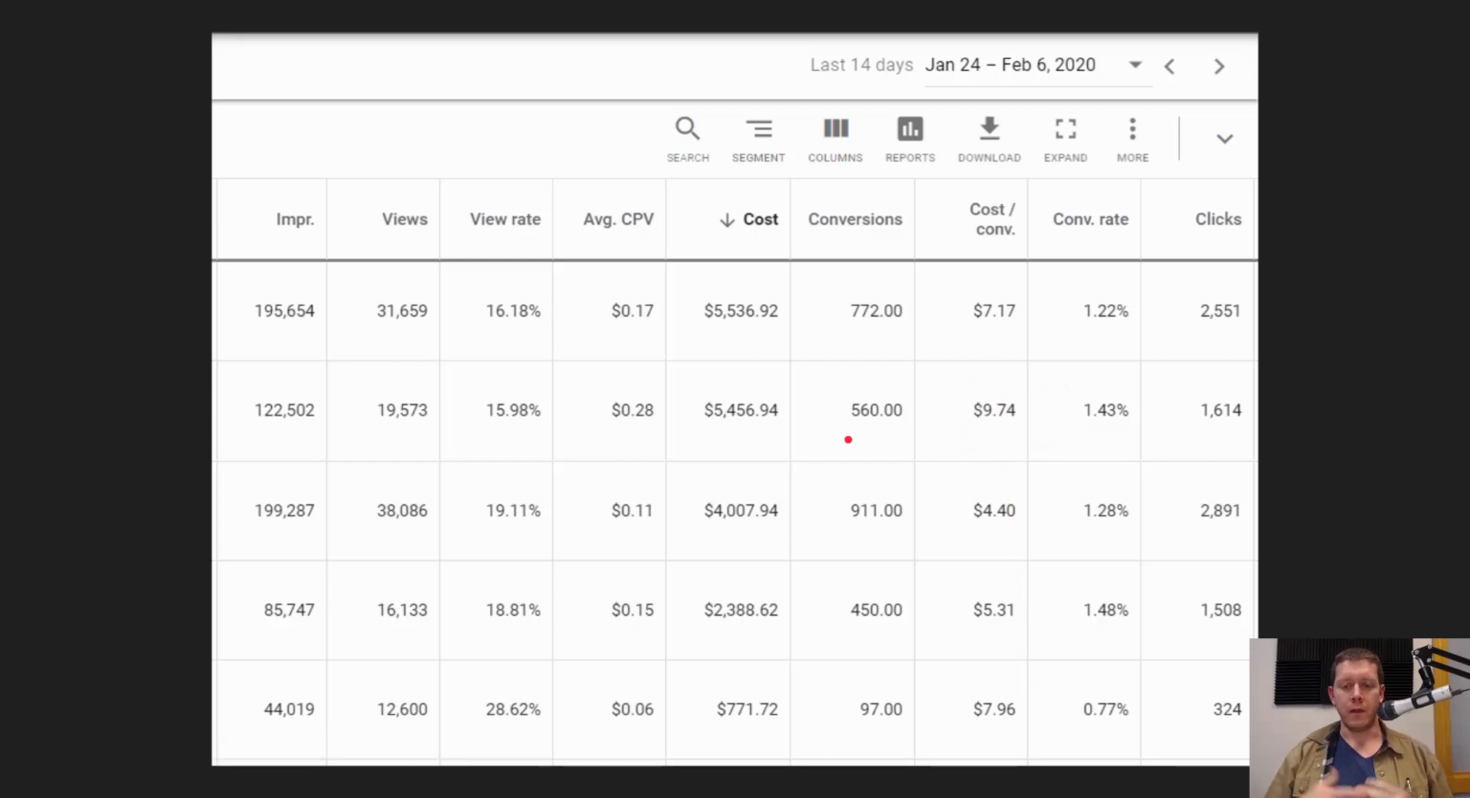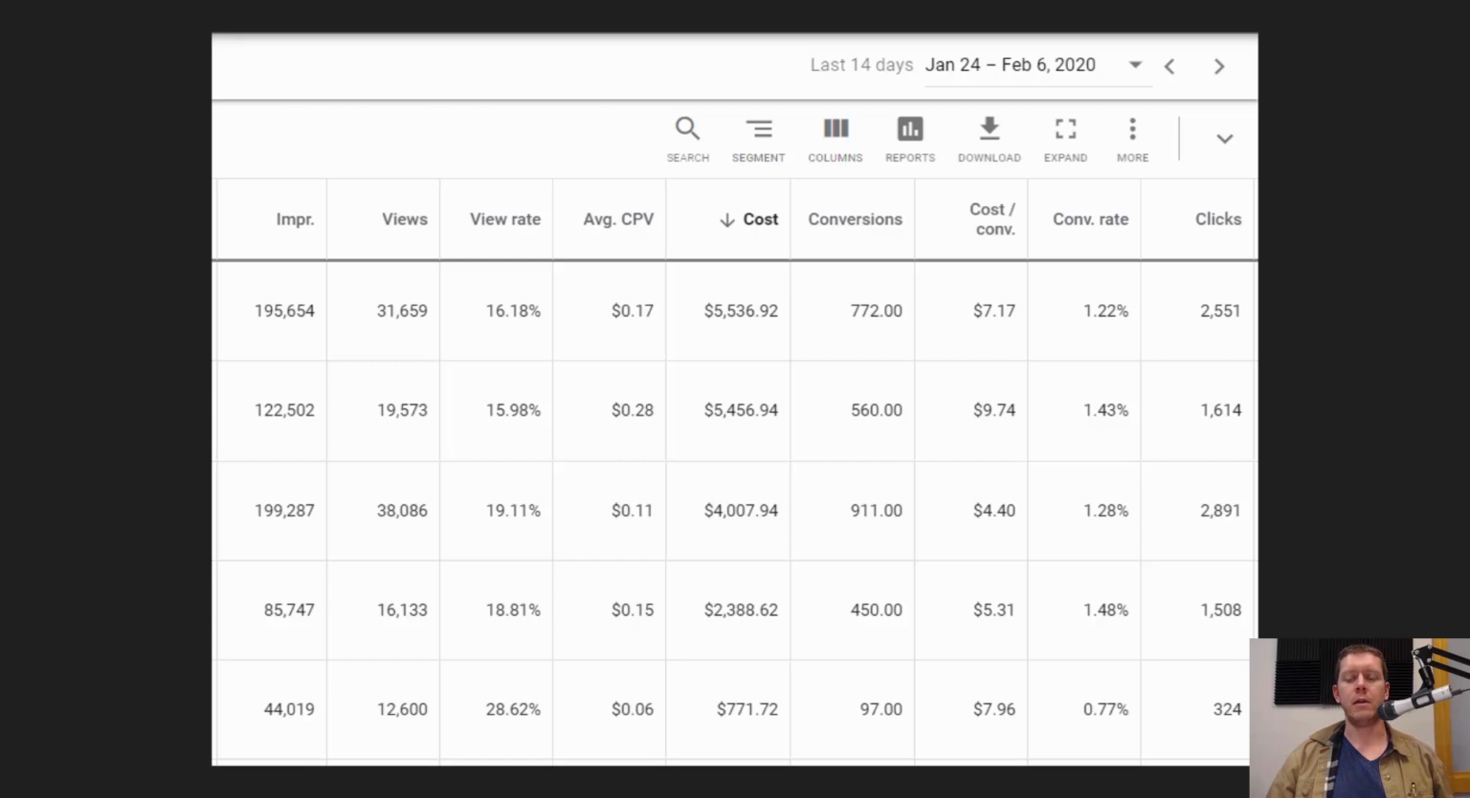Now for this example, the conversion here is someone who has opted into a webinar. What we're actually trying to achieve is not just to get someone to opt into a webinar, but to get someone to then book a phone call and then eventually purchase a high-ticket product.